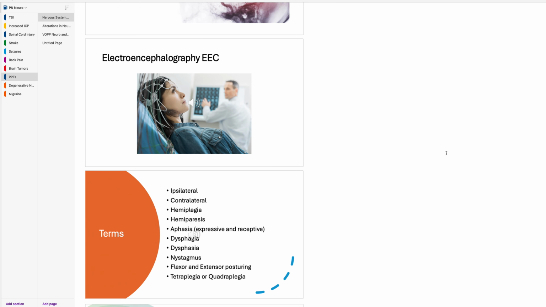Aphasia means they're having trouble communicating. Dysphagia means trouble swallowing. No, dysphagia means trouble swallowing. Aphasia means trouble talking or understanding communication. Nystagmus we talked about. We talked about flexor or extensor posturing. Tetraplegia or quadriplegia we'll talk about, but it means the same thing. It's the same term.